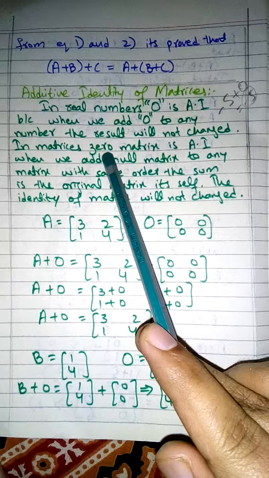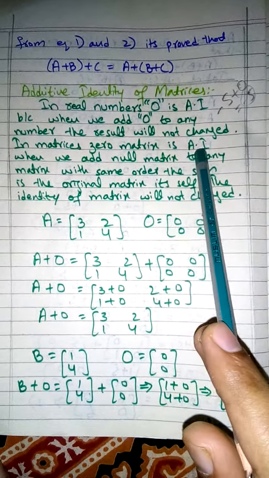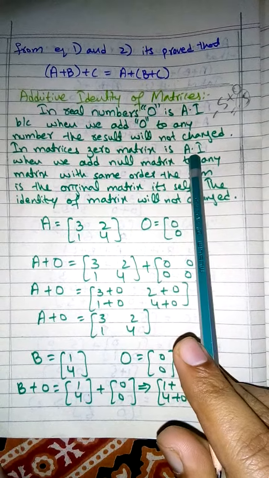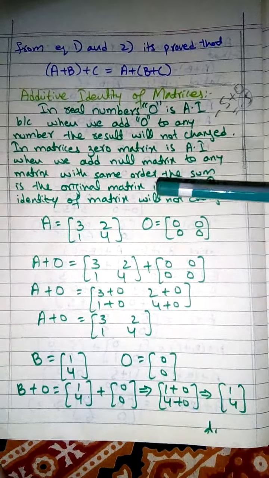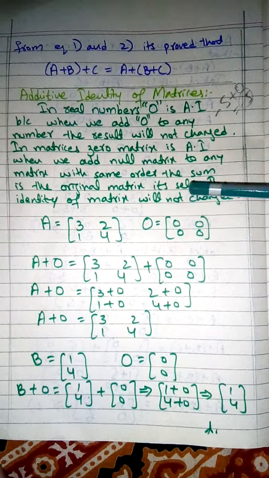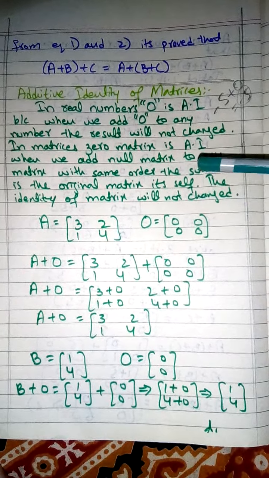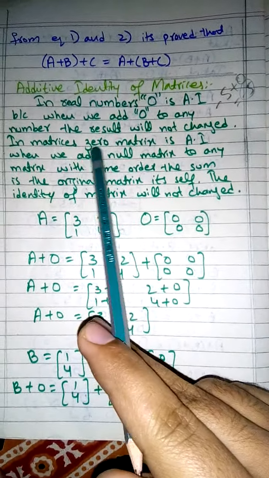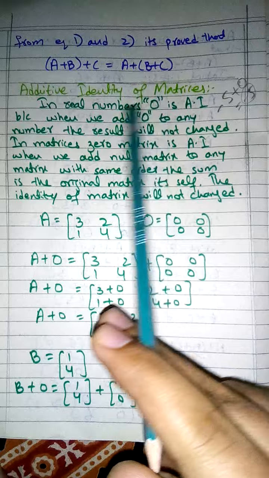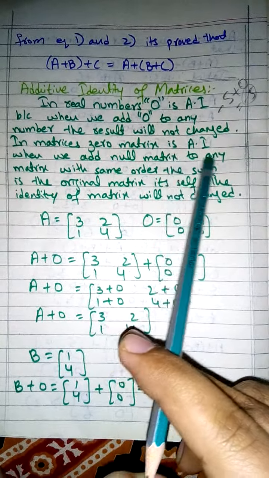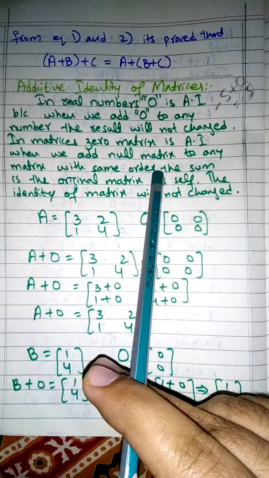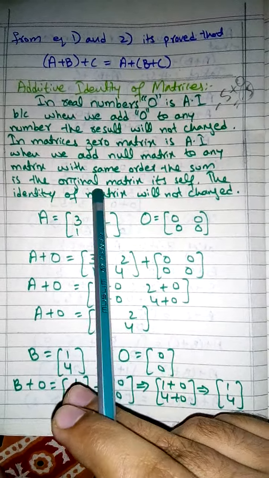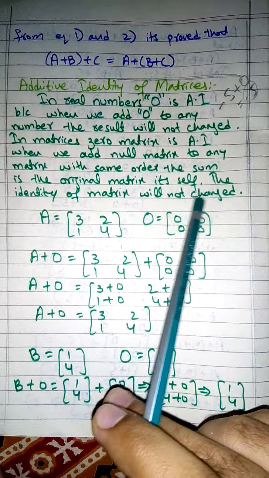And in matrices, the 0 matrix is the additive identity. Why? When you add a null matrix to any other matrix, where the order of both matrices is the same, the sum you get is the original matrix. In matrices, the 0 matrix is the additive identity. When we add a null matrix to any matrix with the same order, the sum is the original matrix itself. We get the original matrix in the result. The identity of the matrix will not change.